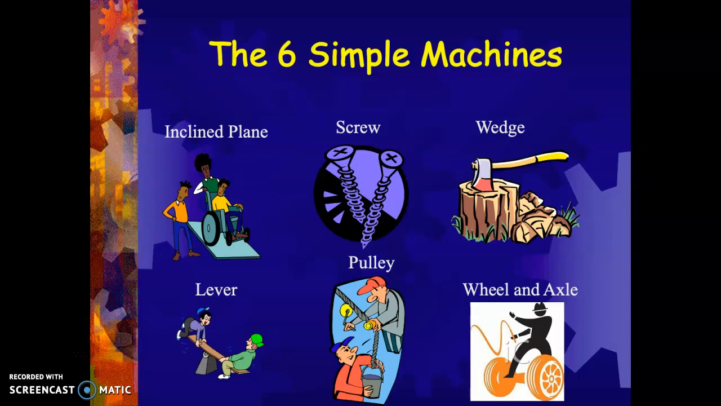Okay, those are the 3 machines I wanted to go over today. As I said, next week we will cover screws, wedges, and wheel and axles. What you're going to be doing now is going to work on your worksheet. Just do the parts that we covered today.